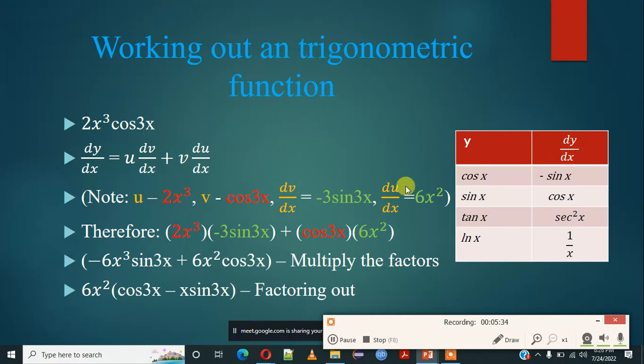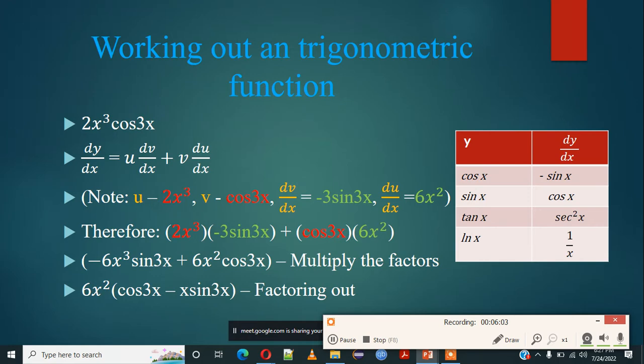And therefore, from our given function, we get u, which is 2x cubed, and v, which is cos 3x. For dv over dx, that one you get when you differentiate v equal to cos 3x, which gives you negative 3 sin 3x. And u is equal to 2x cubed. When you differentiate that one, it will give you du over dx, that is 6x squared.